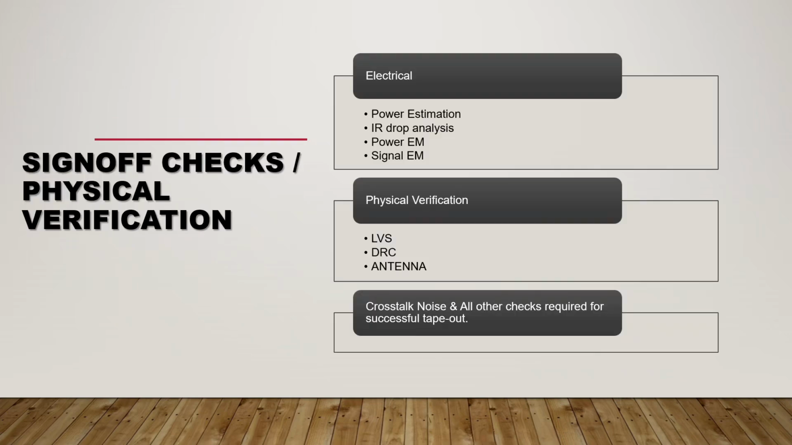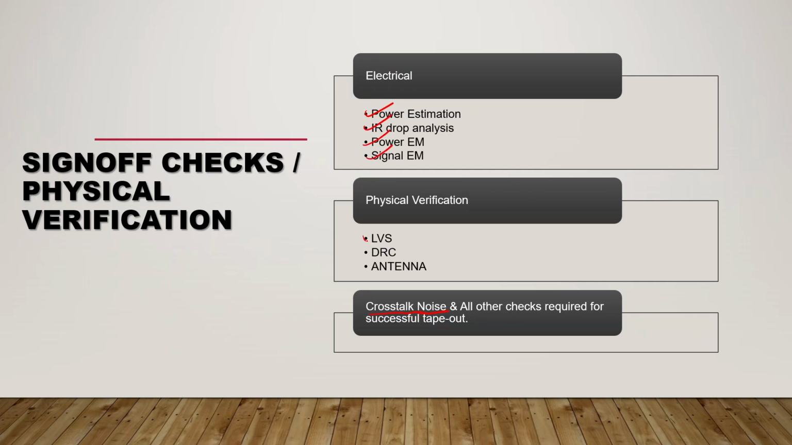And next is sign off. Sign off is nothing but you need to do some verifications, physical verification. Physical verification is again of 3 types: electrical, physical verification, and crosstalk and noise. Crosstalk and noise means one module should not interfere with another module, that is crosstalk. In the electrical you have power estimation, IR drop analysis, power EM, signal EM.